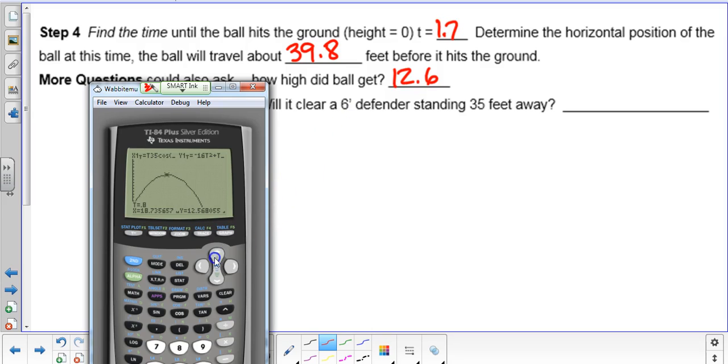Okay. There's a defender standing 35 feet away. Where do I want 35 to be? So I'm going to cursor around until I get x pretty close to 35. What is the height of the ball at that time? 5 feet. 5 feet up at 35 feet away. So does it clear the defender? Does it go over his head? Probably nails him right in the face, right?